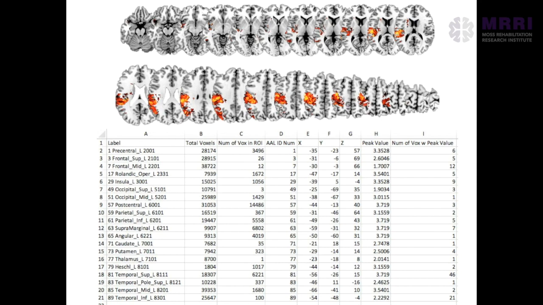Is it clear to everyone why beta values are not interpretable? Anyone? I should have lost some people. Okay, yeah.